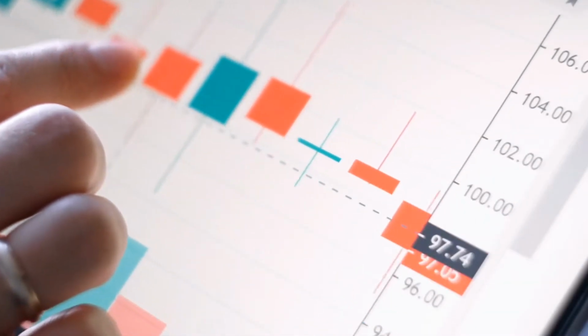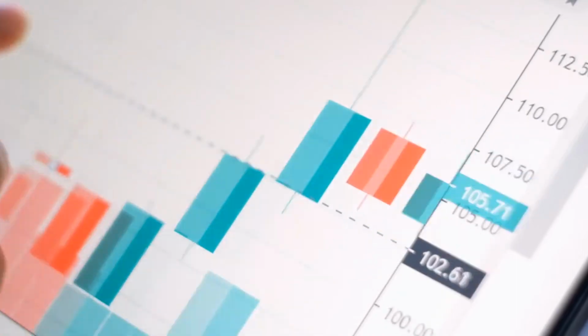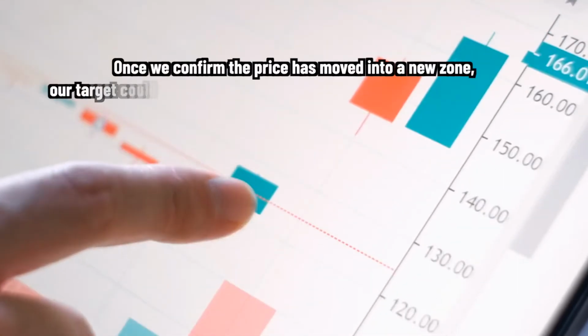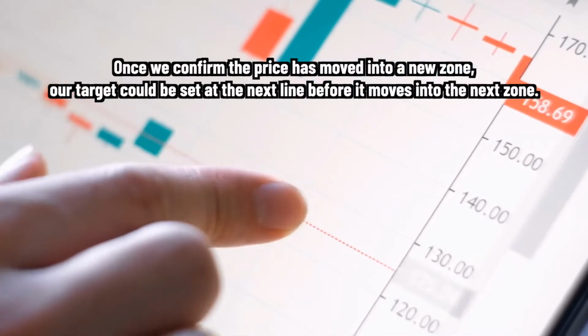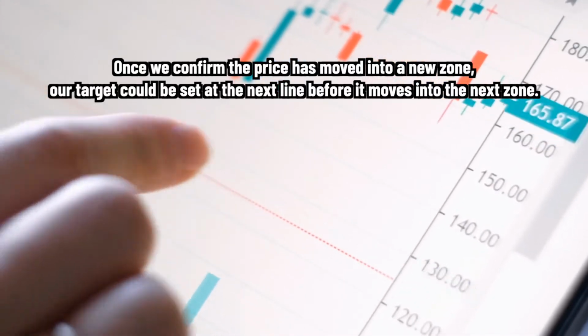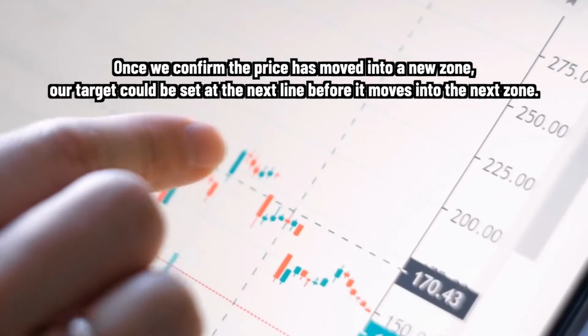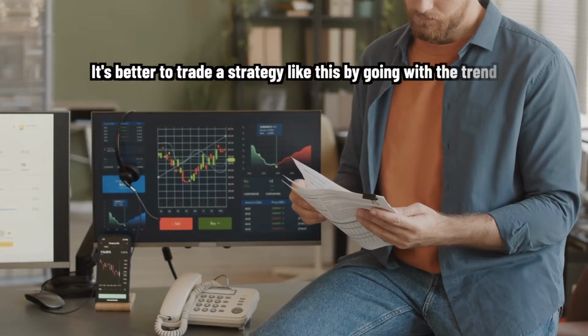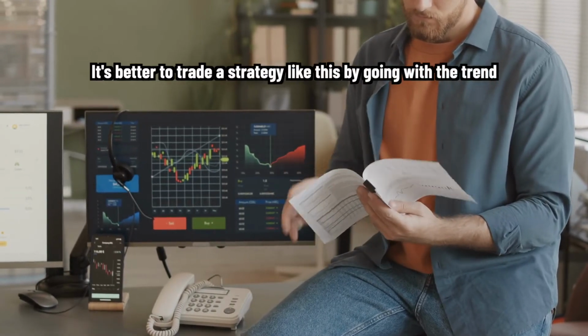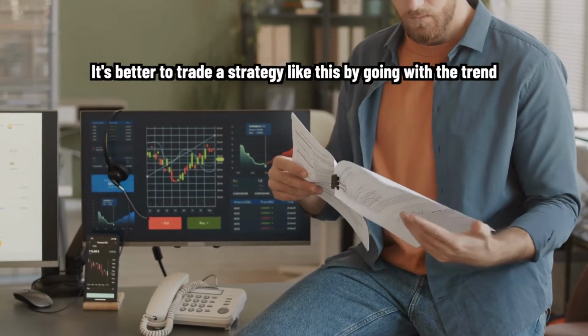If we would like to focus on the zones specifically, a trading strategy can be adopted where we confirm the price has moved into a new zone. Once we've confirmed that, our target could be set at the next line before it moves into the next zone. It's better to trade a strategy like this by going with the trend. For example, if we draw a fan by connecting one higher point to a lower point, which means our fan is angled downward, we should consider only taking short trades.